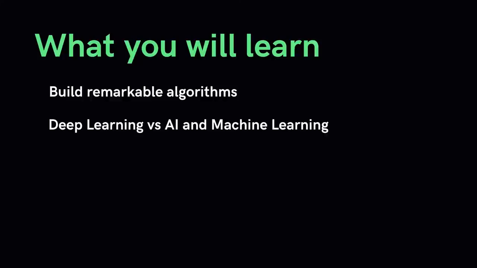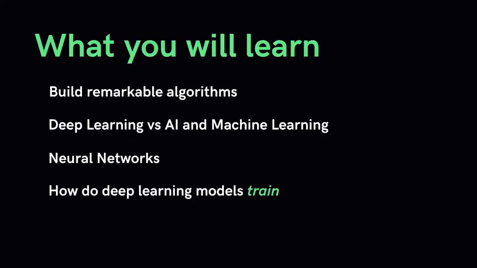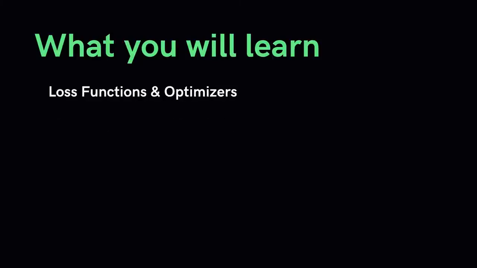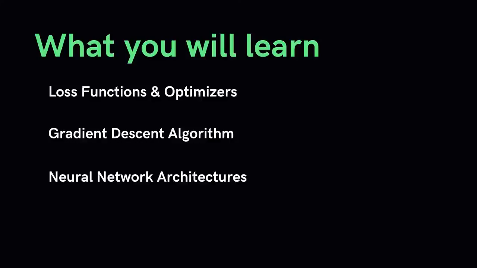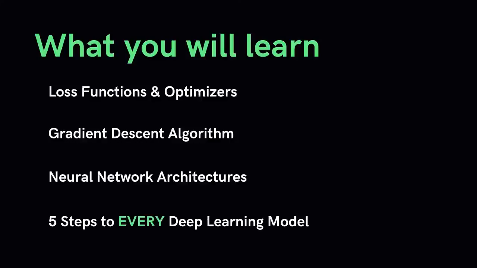We'll talk about what deep learning is and the difference between artificial intelligence and machine learning. I'll introduce neural networks, what they are, and just how essential they are to deep learning. You're going to learn about how deep learning models train and learn, and the various types of learning associated: supervised, unsupervised, and reinforcement learning. We're going to talk about loss functions, optimizers, the gradient descent algorithm, the different types of neural network architectures, and the various steps involved in deep learning.